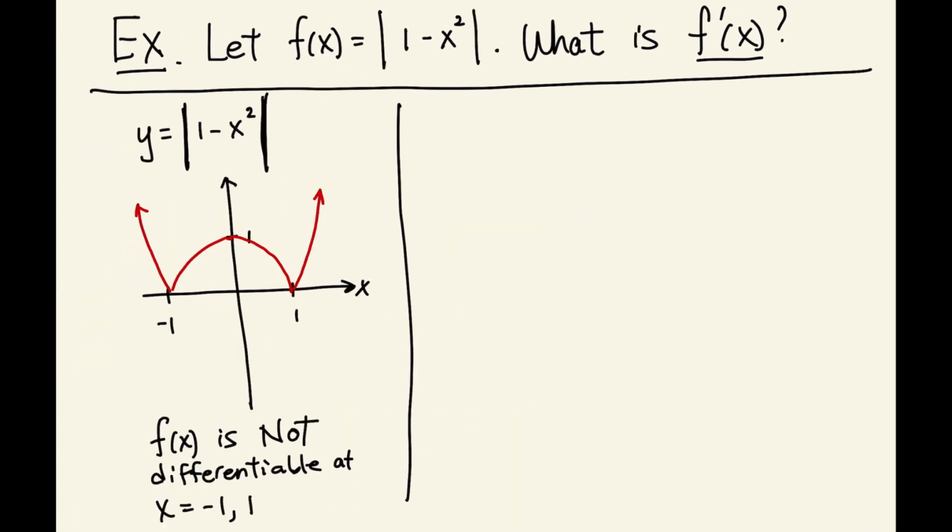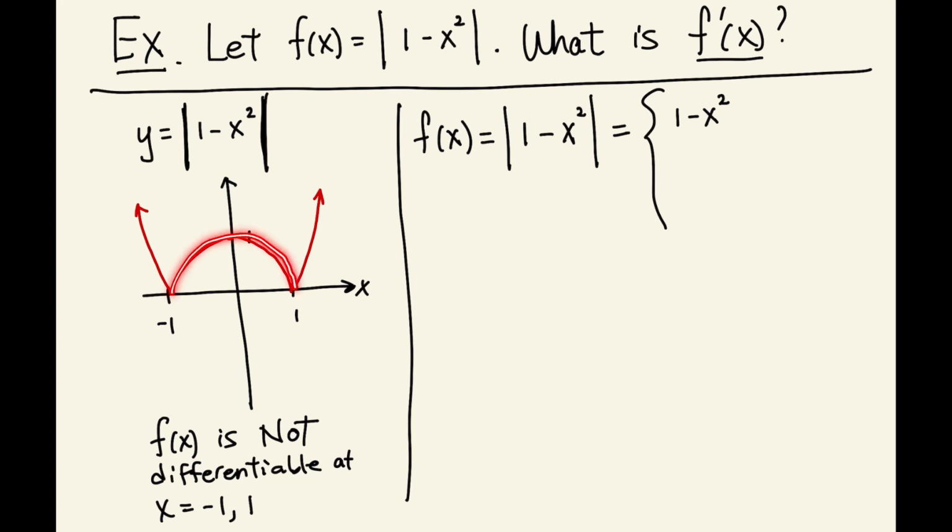Let's try now to find f prime of x. So first I want to rewrite f of x as a piecewise function, so in a different form to make it easier for us to see what's going on. So remember that if this quantity is positive, then the absolute value is just equal to that quantity itself. Now, this quantity being positive corresponds to when the graph of the inside function was above the x-axis. So that occurred when x was between 1 and -1.